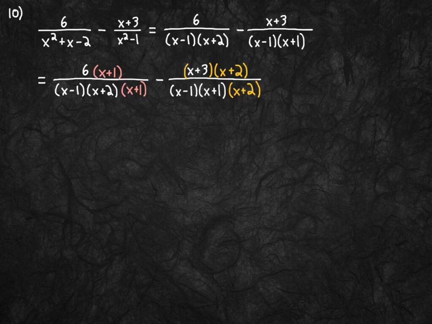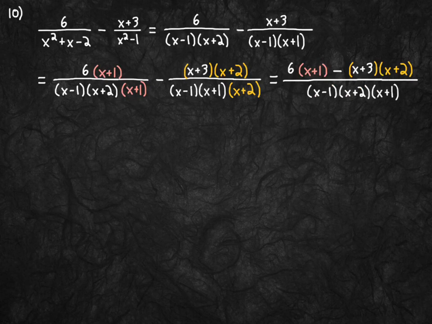So now I need to multiply out both numerators, right? Oh, I decided to just put them together first. Put the two fractions together by subtracting the numerators, then multiply out the numerators. You get 6x plus 6. Now you have to be careful on the second one because there's a minus in front. Always be careful with the minuses, right?